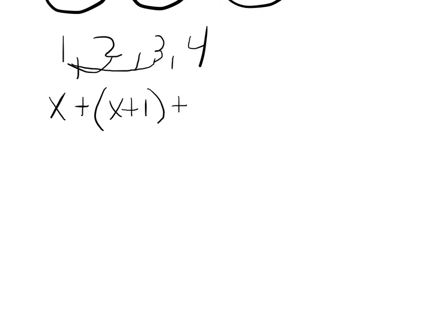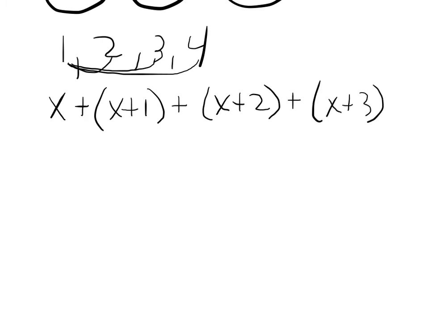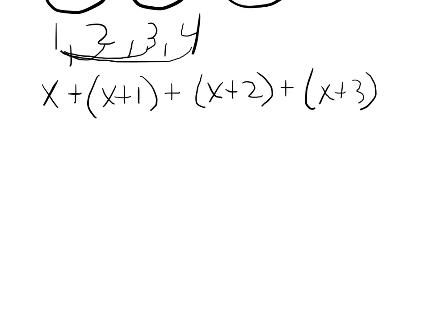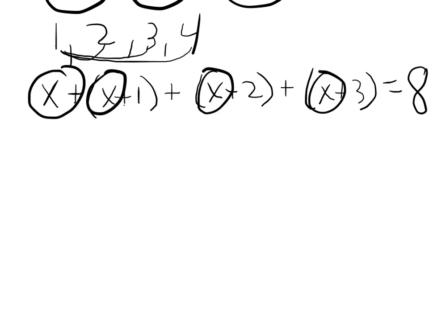3 is 2 bigger than the original. x plus 2. And here, 4 is 3 larger. Okay, and we said this was going to be equal to 8. Okay, so we want to think about this. We have x, then we just have 1 larger, 2 larger, 3 larger, because these are consecutive numbers. So let's go ahead and add up all the x's. I have 4x plus 1 plus 6 is equal to 8.